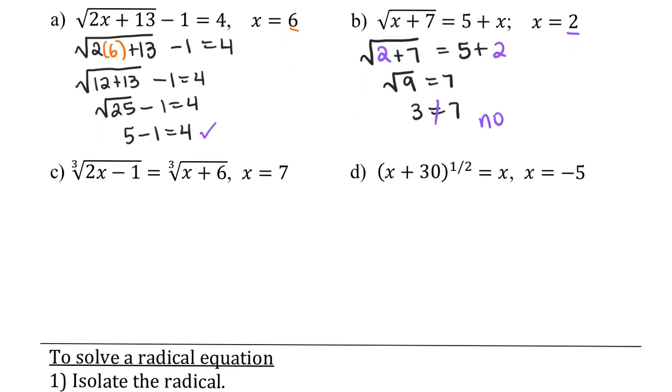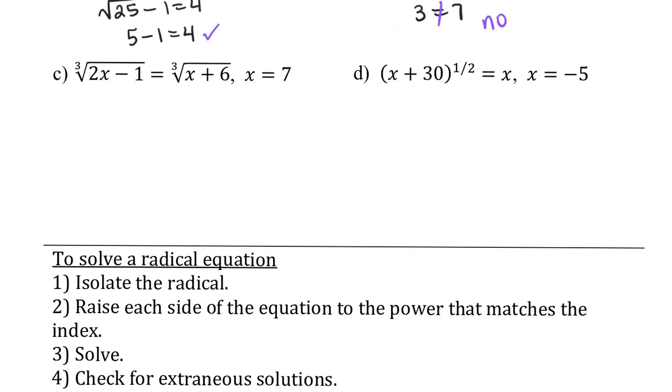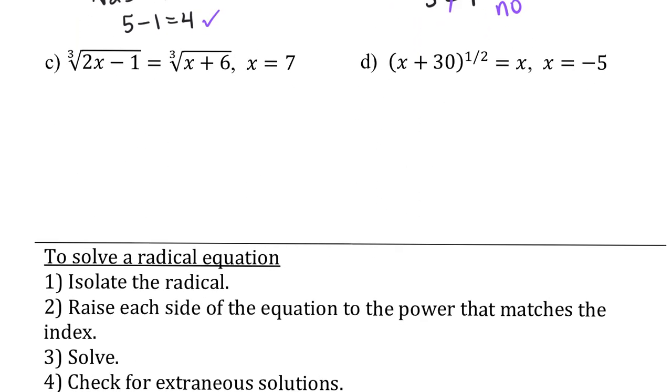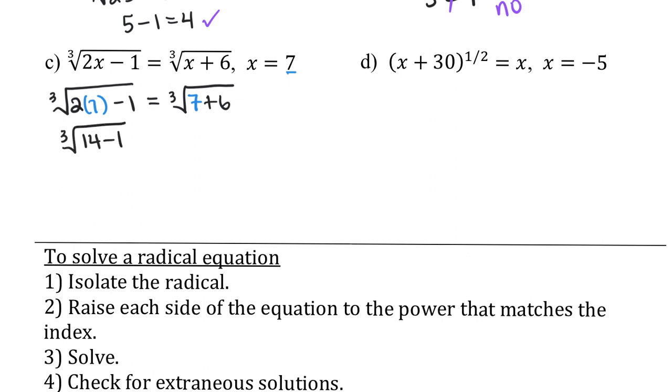Okay, let's try a third root. For C, the third root of 2x minus 1 is equal to the third root of x plus 6, and they're telling me x equals 7. So I'm going to plug it in, and then we just see what happens. Let me figure out each of the sides. 14 minus 1, which is the third root of 13.